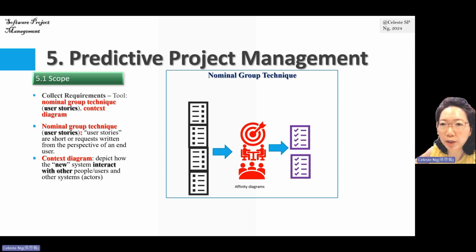Here we are going to look at how we are going to collect requirements. And here I'm going to introduce you to two tools. The first one is called nominal group technique, and the second one is context diagram. I'm going to walk you through these two tools. Now, let us look at the nominal group technique first.